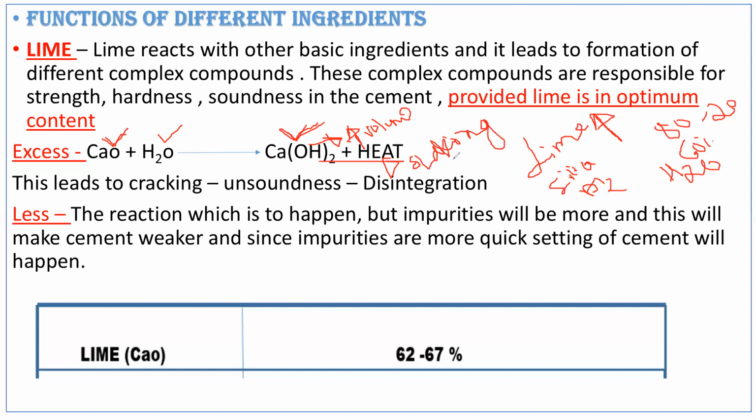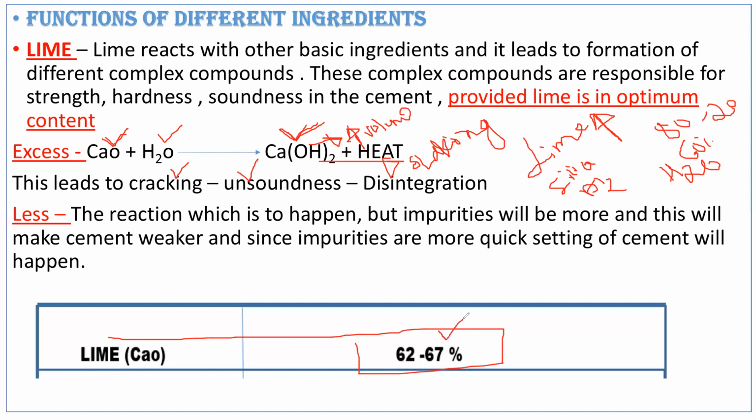So what is going to happen? Whenever you put a concrete on one side, your concrete is going to get set, and on the other side, what is going to happen? This calcium hydroxide is going to increase the volume, and if the volume increases, what is going to happen? This will lead to cracking, and also unsoundness. That is, unsoundness of the cement is going to happen as a result of disintegration. So that is why it's written that the lime should be in 62 to 67%.